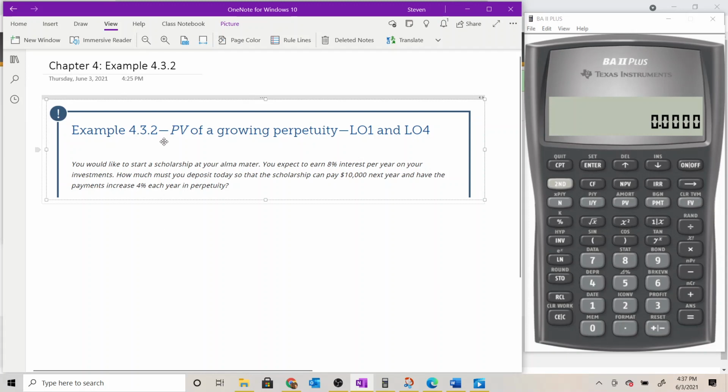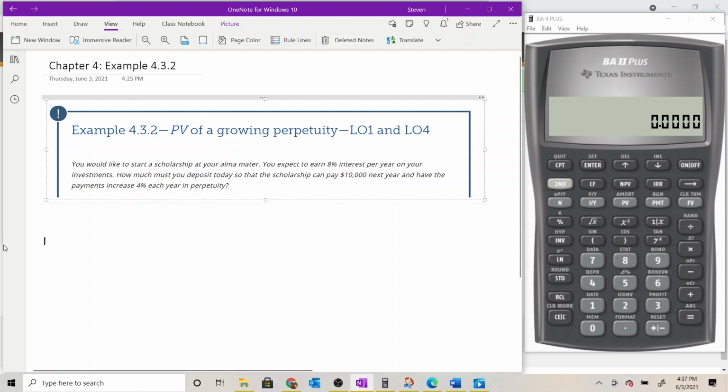Example 4.3.2. The setup says you would like to start a scholarship at your alma mater. You expect to earn 8% interest per year on your investments. How much must you deposit today so the scholarship can pay $10,000 next year and have the payments increase 4% each year in perpetuity?